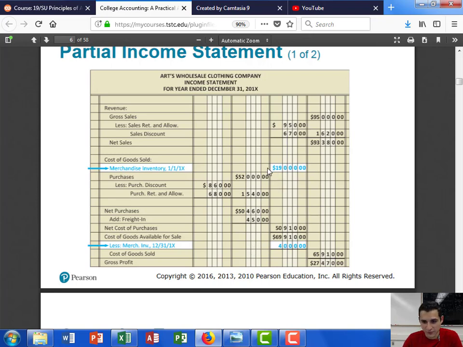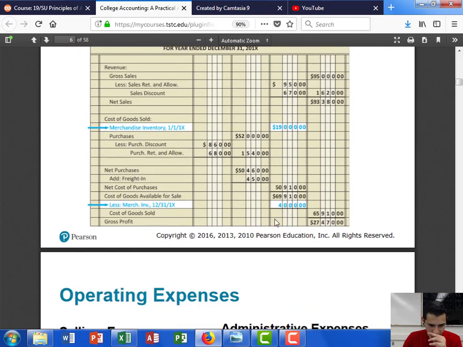You're going to take that with your beginning inventory that you initially started out with, plus what you purchased throughout that month, to get your total amount, the goods available for sale. You're then going to take that minus your ending inventory to get the difference of how much you've actually sold to your customers.